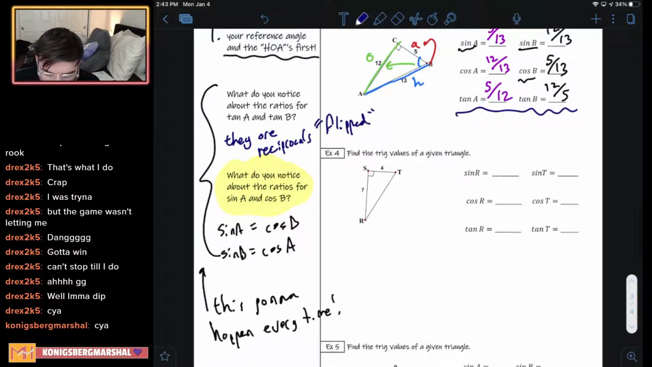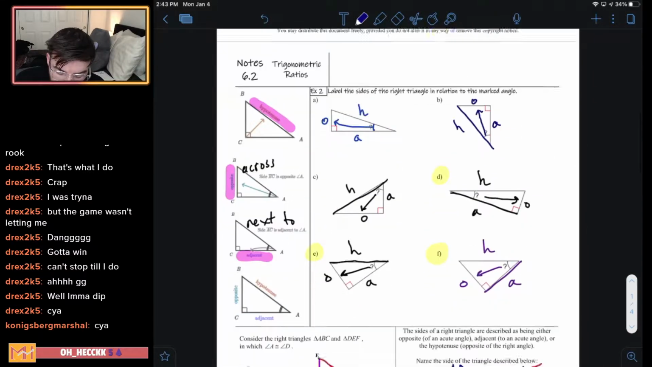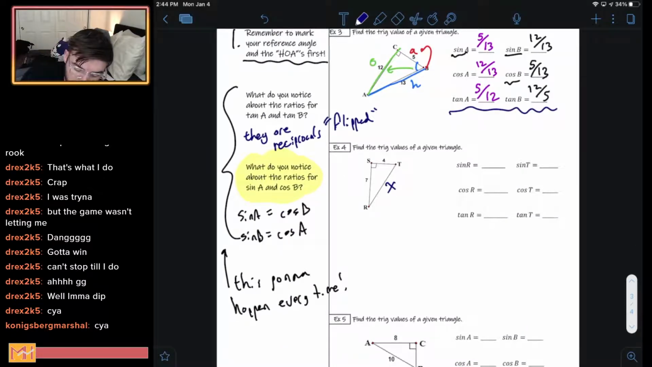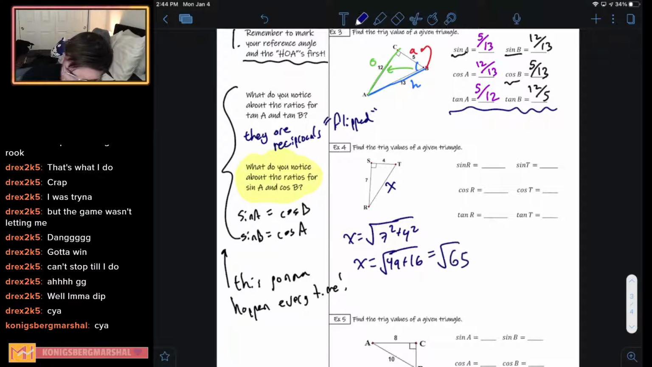Let's do it again. We're trying to solve for the hypotenuse. So a squared plus b squared equals c squared. When we're trying to find the hypotenuse, we already did several examples. We add the squared values together. So x equals the square root of 7 squared plus 4 squared. X equals the square root of 49 plus 16, which is 65.